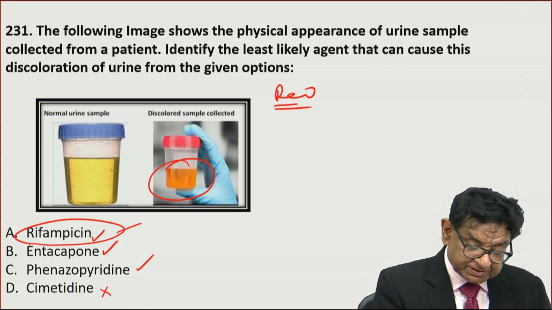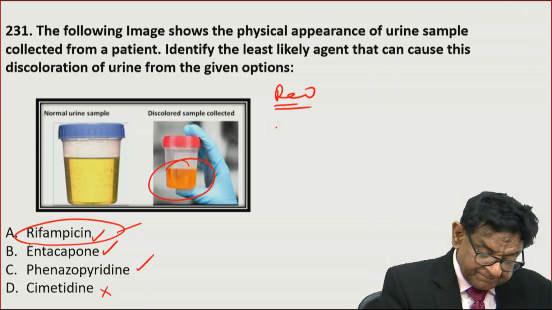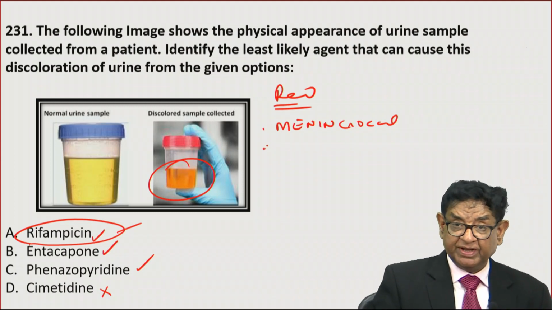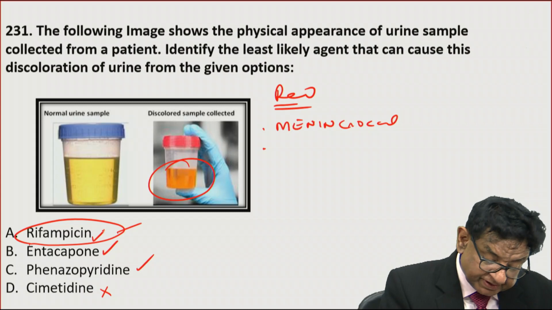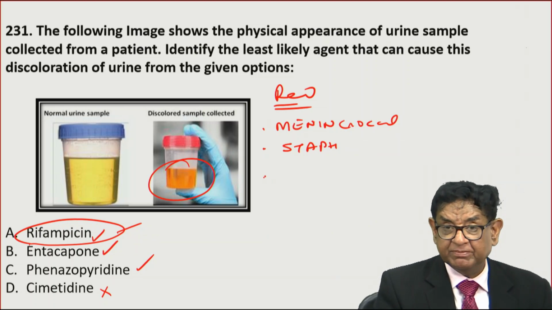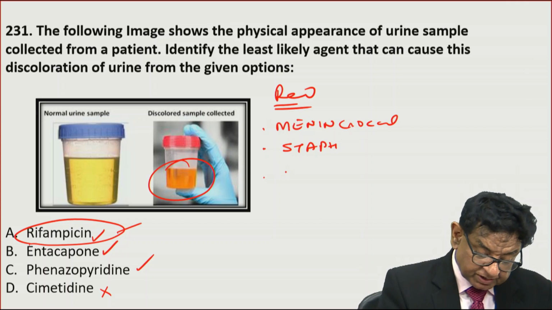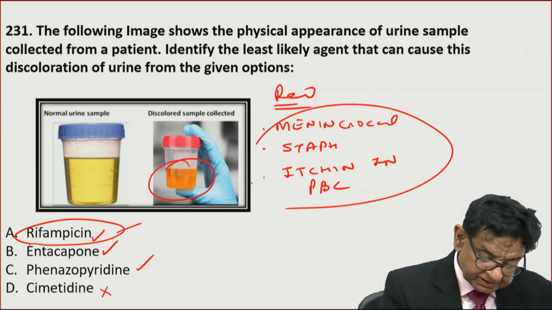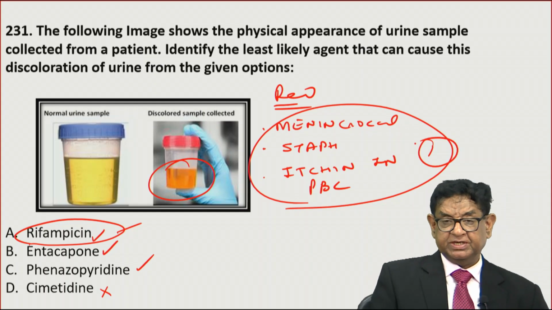Well, we use rifampicin. Now, extra edge question for you. Rifampicin we use for meningococcal prophylaxis. This we know. But some of you are not aware that rifampicin is also a very good anti-staphylococcal agent. We use it for staph also. And now comes the rank number one question. We also use this drug to control itching in primary biliary cirrhosis. These are the rank number 1 questions.